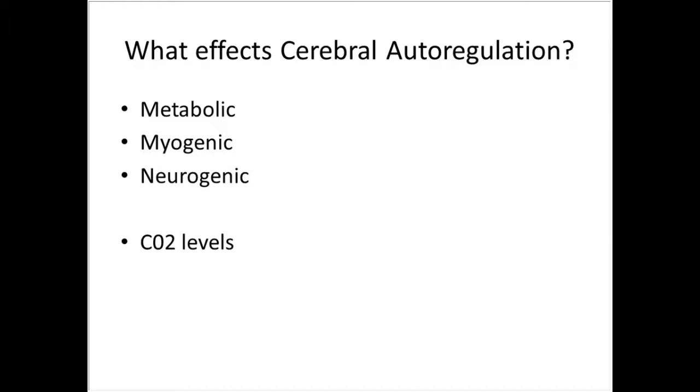There's a couple of things that will affect cerebral autoregulation. There's metabolic demands, which is O2 consumption and nutrition for the brain, myogenic mechanisms such as the muscle contractions, the vasodilation, the vasoconstriction, and neurogenic mechanisms such as sympathetic nerve responses. But what I'm going to focus on today is how CO2 levels affect cerebral autoregulation.